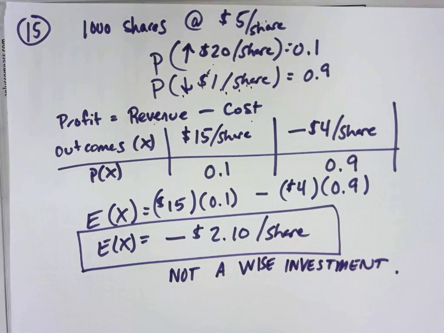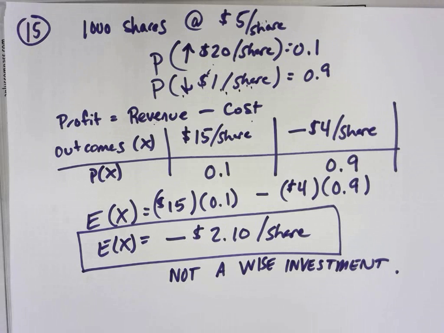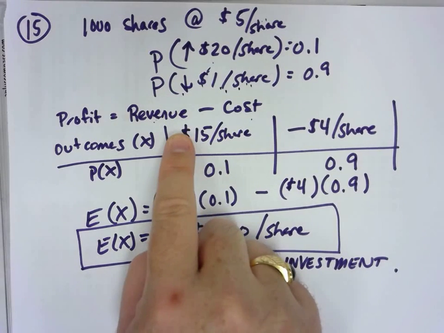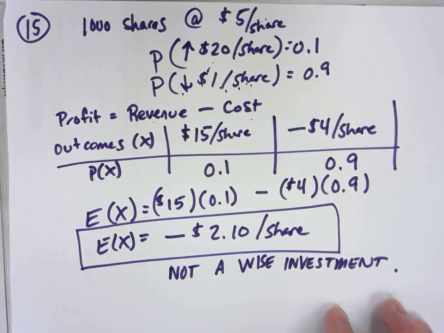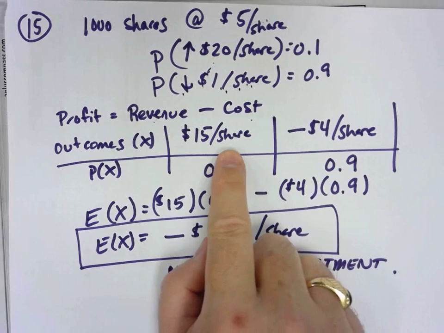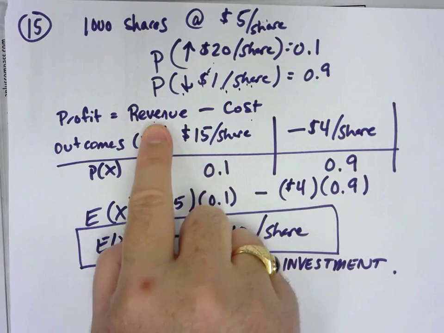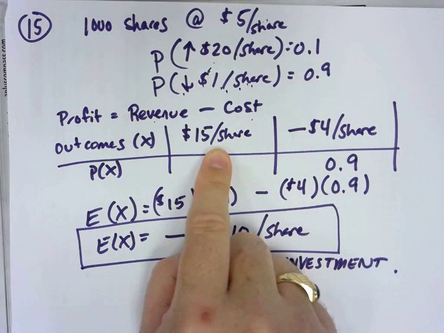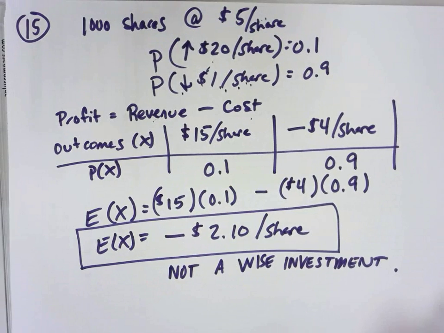Okay? And that would be your conclusion. Okay? Alright, does anyone have any questions on that? So again, some of these problems, guys, they're giving you the probabilities, but you also have to be able to figure out what's my expected outcome. You have to know profit is revenue minus cost. If you don't know that, you can't set up the expected outcome for the share price. Okay? So you have to know those things.